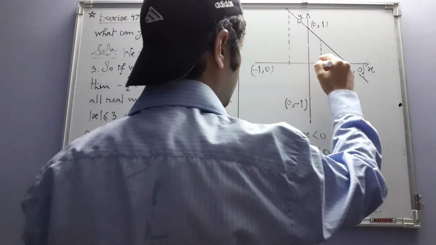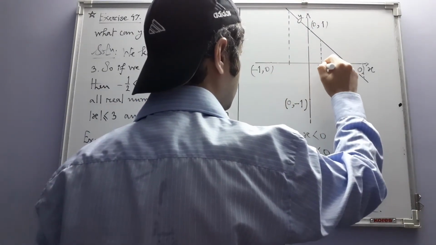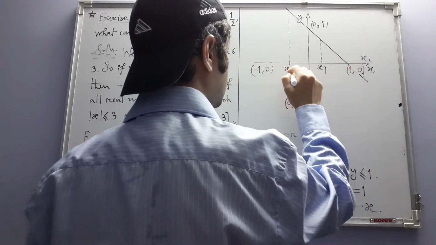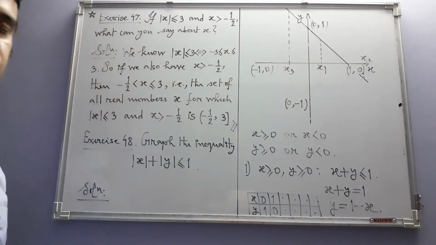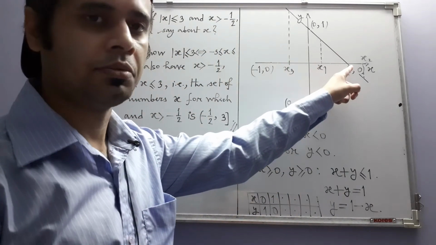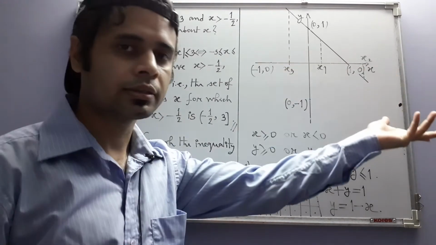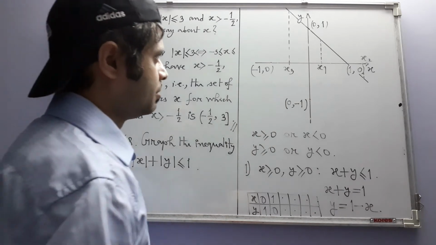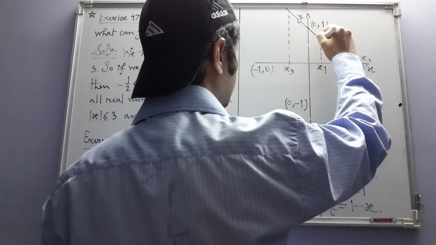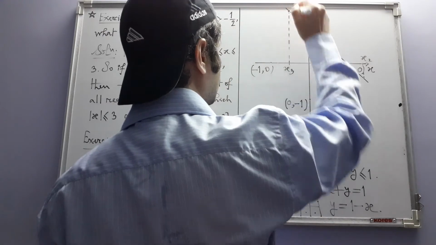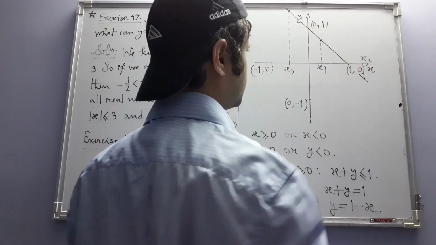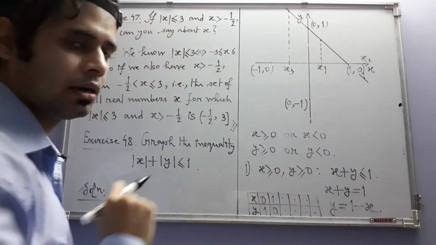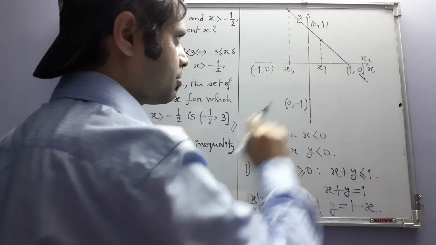Okay, so this is x1, this is x2, and this is x3. x1 lies between 0 and 1, x2 is greater than 1, and x3 is some negative real number. Now the points on this line, which are the points of intersection of these vertical lines passing through these points x1, x2 and x3.